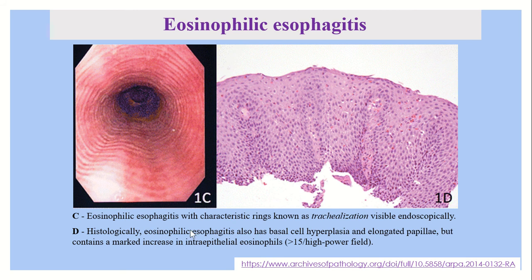Eosinophilic esophagitis shows characteristic rings, known as trachealization, visible on endoscopy. And here in the histologic slide, we also see basal cell hyperplasia, elongated papillae, and an abundant number of intraepithelial eosinophils, more than 15 in one high power field.